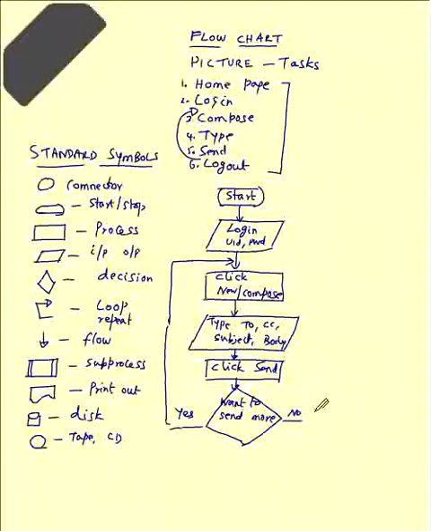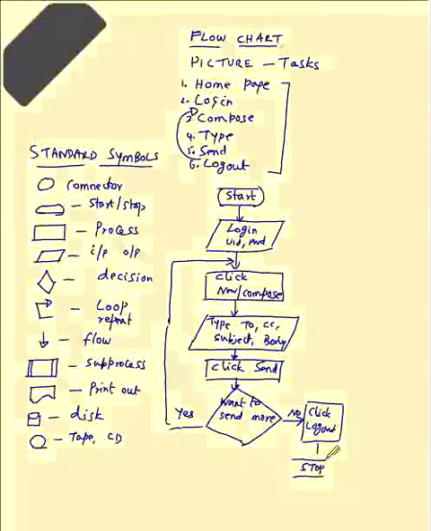No, you say click log out, then stop. For start and stop you use this symbol. So if you see this flowchart, you start here, you stop here, same symbol. Any typing input, you always use the parallelogram. Any click or the other steps, you use this rectangle. Any decisions, you use this diamond. Any repetition process, you use this arrow mark. This is a simple flowchart.